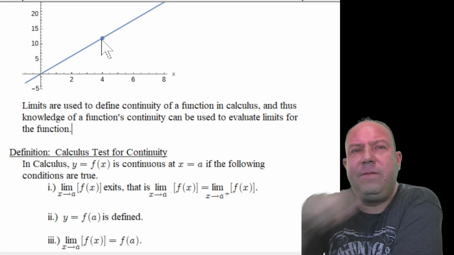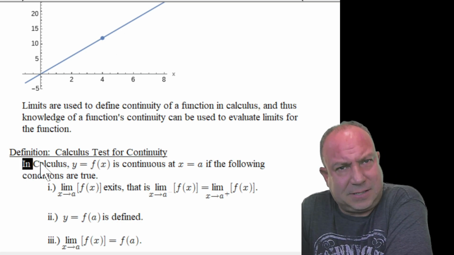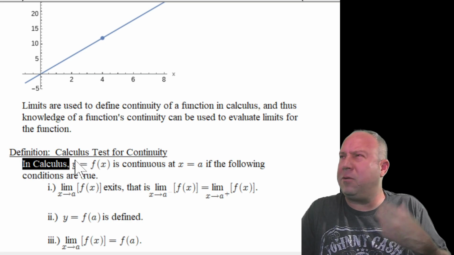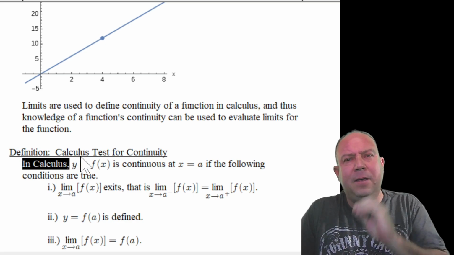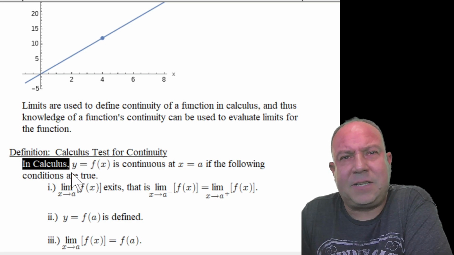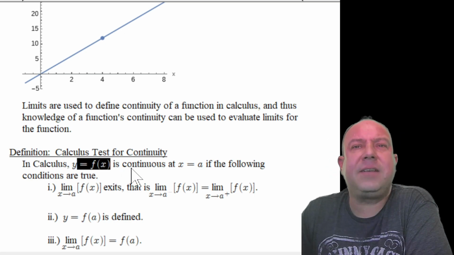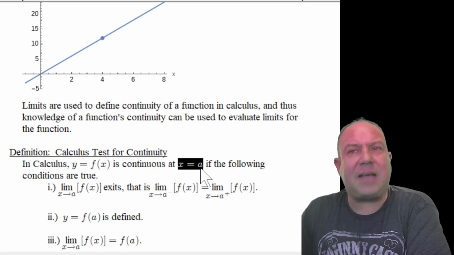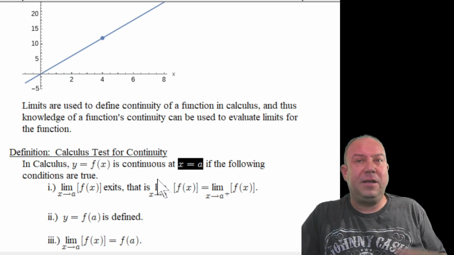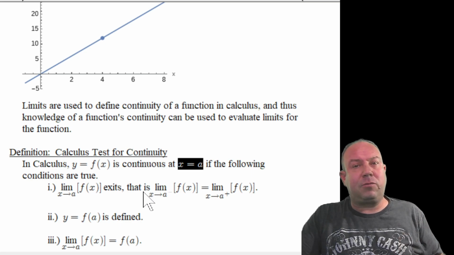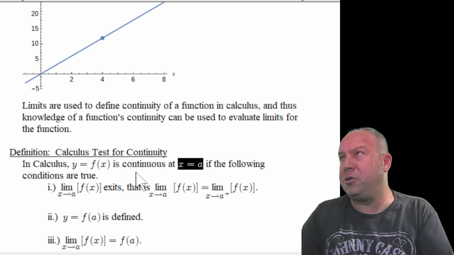If you read the test, it says in calculus. We didn't really know this before calculus. In algebra, we had to rely on that holes or gap idea. Calculus refines this understanding: for a function y equals f of x, it's continuous at x equal to a, at a particular value of x, if the following 3 conditions all happen to be true.